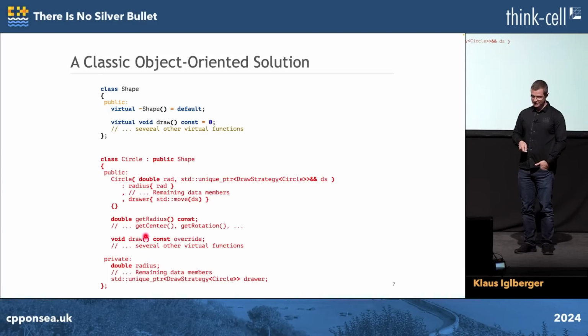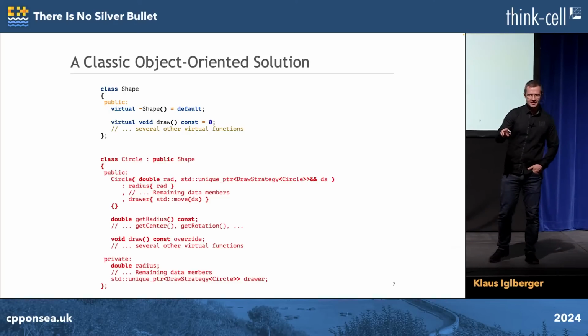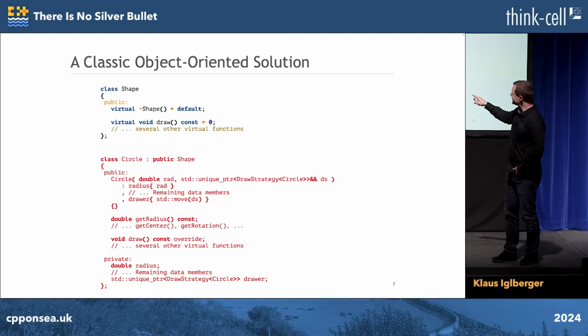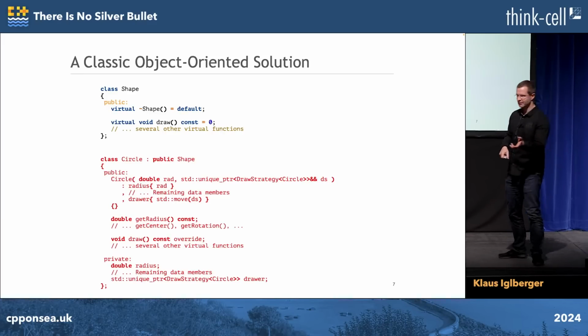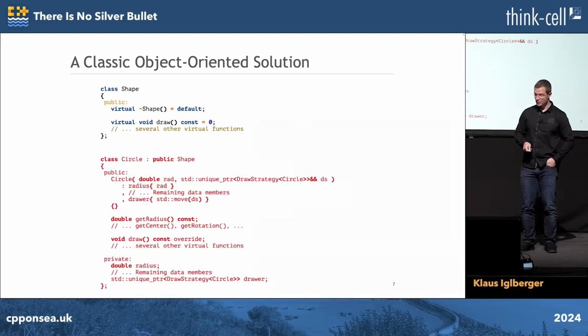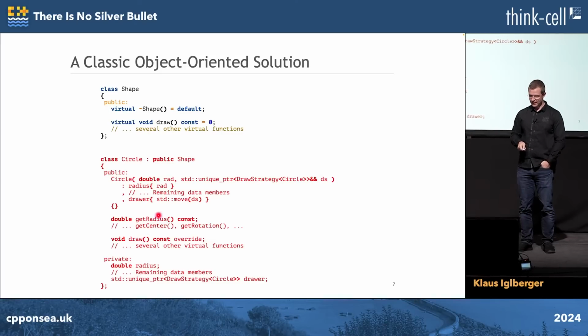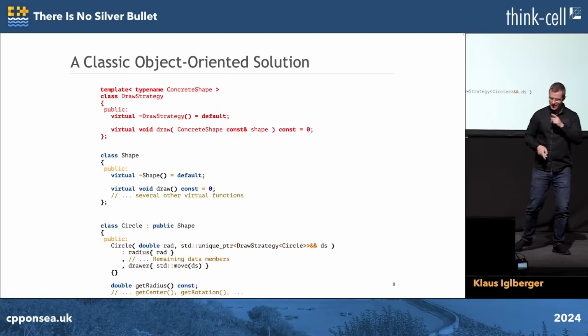But eventually, the circle is going to have to draw. This, however, is details that I do not want to implement inside the circle class. I do not want the circle to know about draw behavior. That would be ridiculous. That would be a pretty severe coupling. And so I factor this out. During construction, I'm giving a draw strategy for a circle. And that's this thing up here.